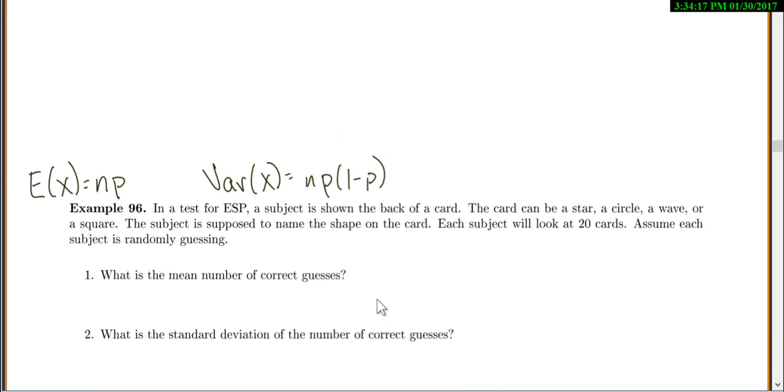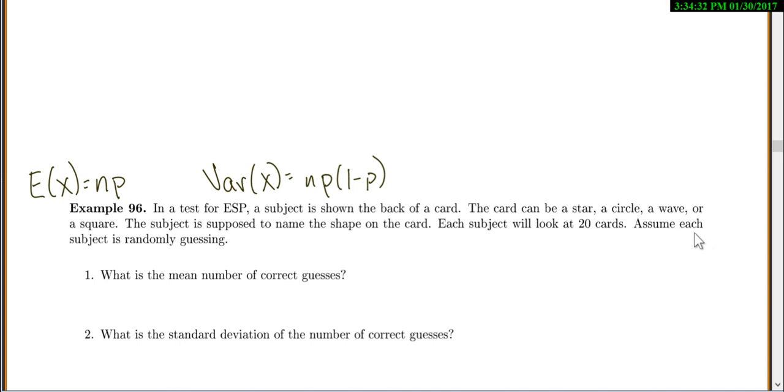So let's try example 96 here in our video. In a test for ESP, a subject is shown the back of a card. The card can be a star, circle, wave, or square. The subject is supposed to guess the name of the shape on the card. Each subject will look at 20 cards and assume each subject is randomly guessing.